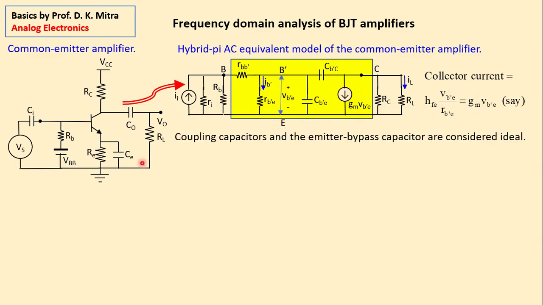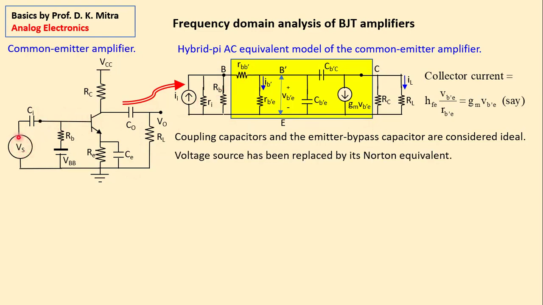Also, these coupling capacitors, two of them, and the emitter bypass capacitor, we have considered them ideal because we have seen their role is in the lower frequency. So at higher frequency, we consider them ideal. They are creating a total short circuit here, here, and here. So that is why these capacitors are not appearing here at all.